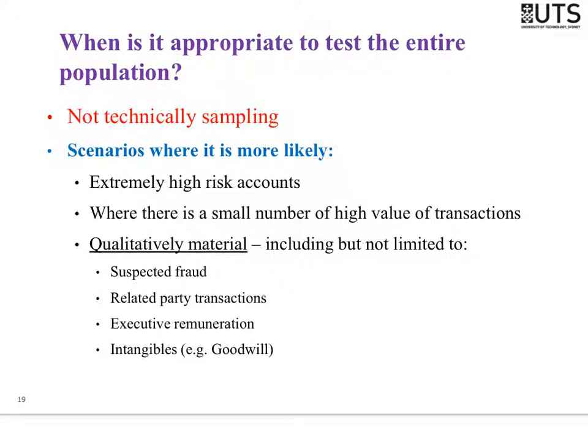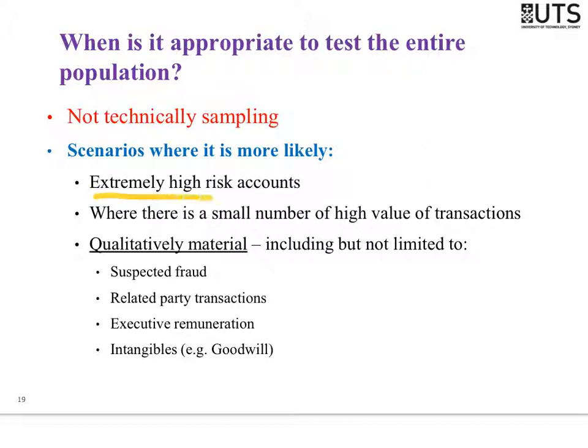Now, the final thing to touch on here is, when do you actually look at the whole population? Believe it or not, there are situations when we look at the whole population. Technically, that's not sampling. Sampling is by definition when you test less than 100% of the population. So if you're testing the whole group, you're not sampling, you're testing the whole group. Now, there are situations where it happens.